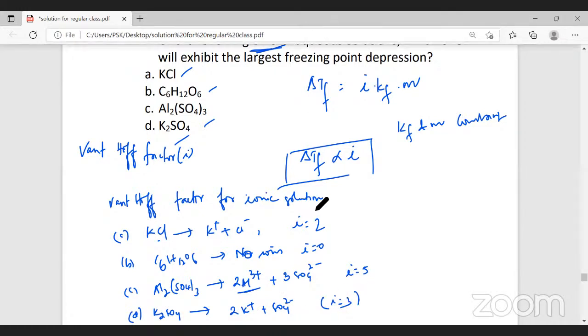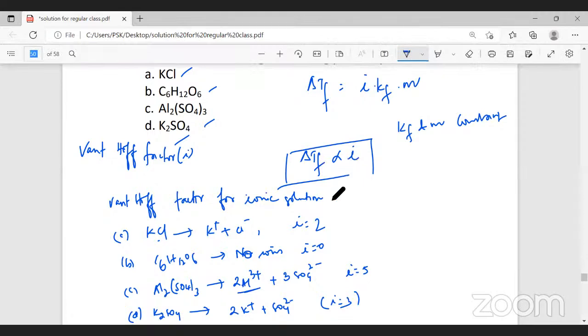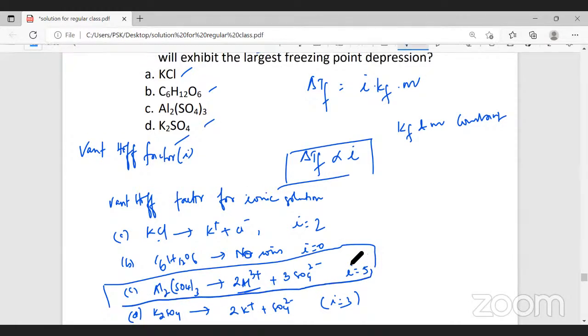We just learned delta Tf is directly proportional to i. So for which is i more? For aluminum sulfate, i is more. Therefore, aluminum sulfate will show the largest decrease in freezing point. Hence, the answer for this question is option C.